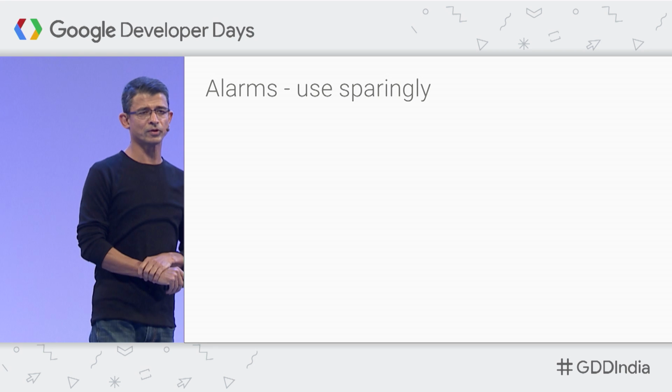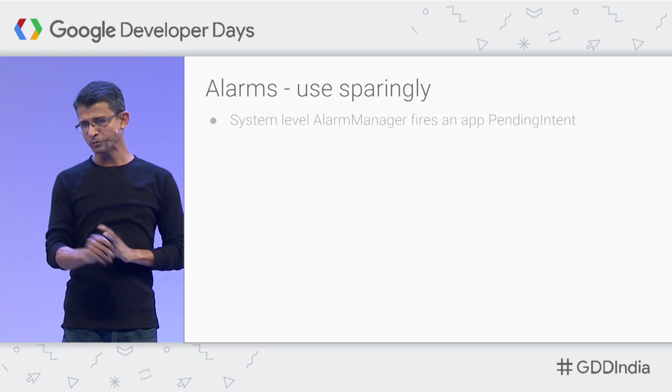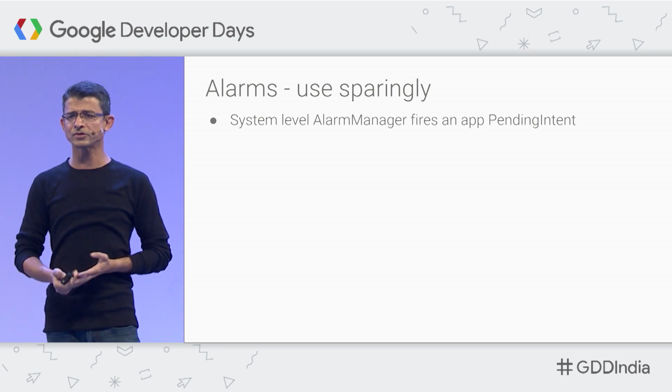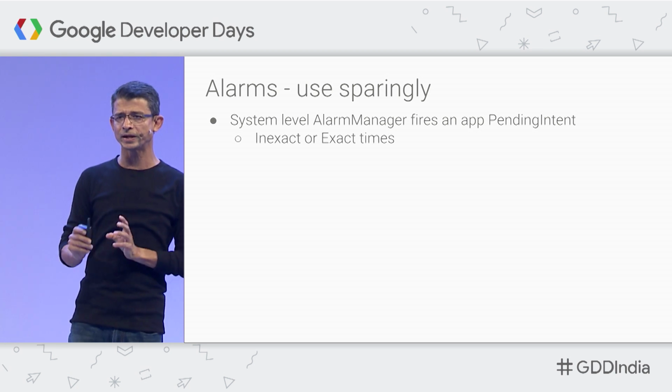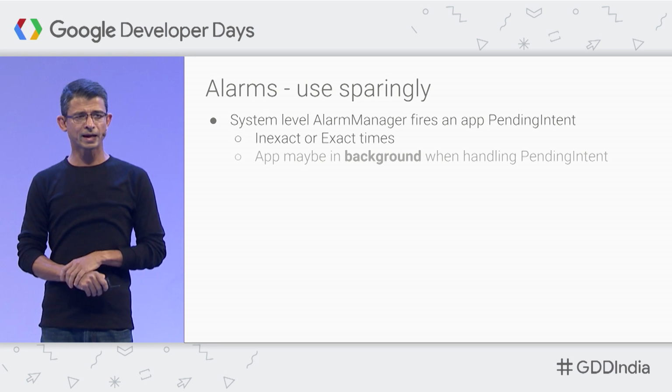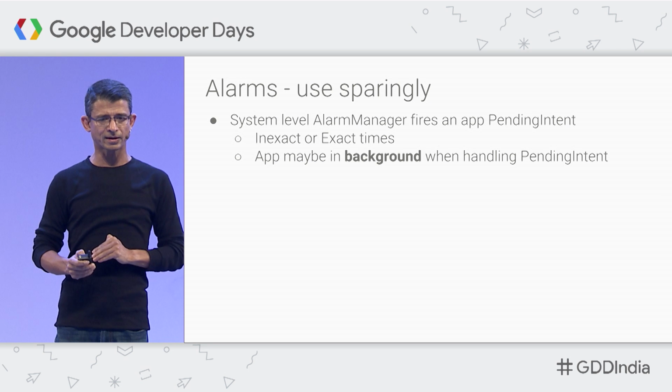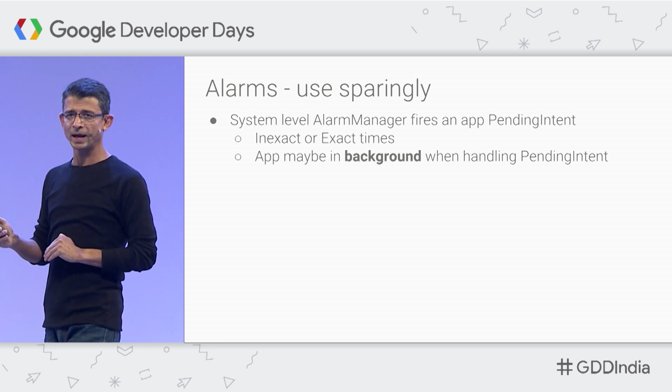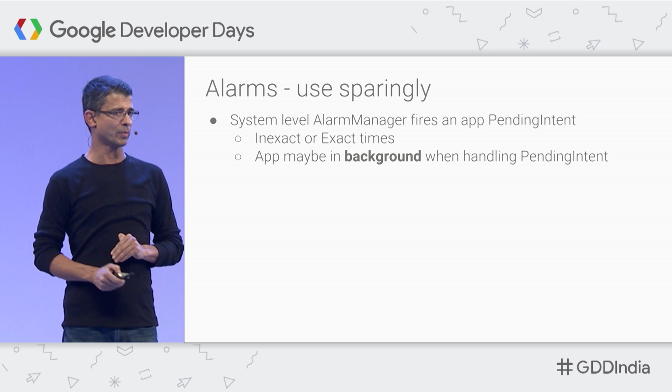Another important construct for background work is alarms. Use them sparingly, as I said. It is a system-level service which you can use to send a pending intent to your app, and it can be triggered at inexact or exact times. But remember that your app may actually be in the background when handling a pending intent.